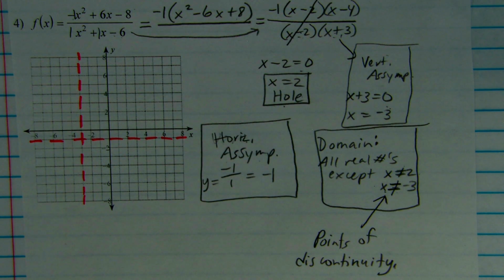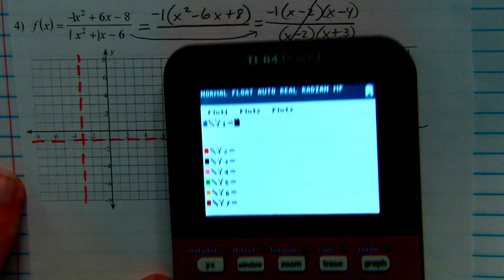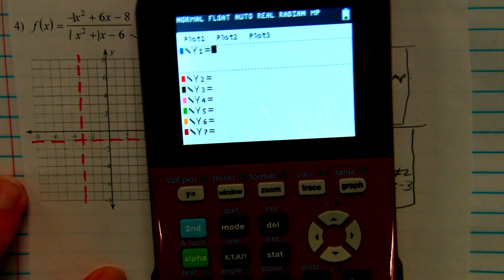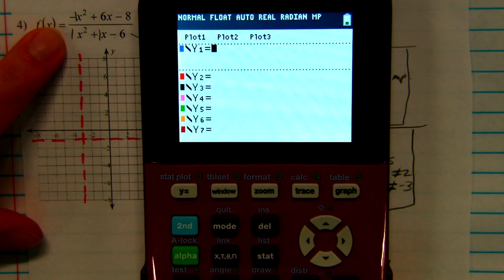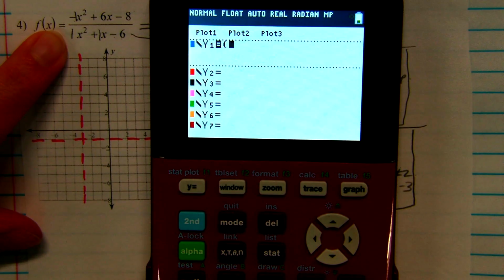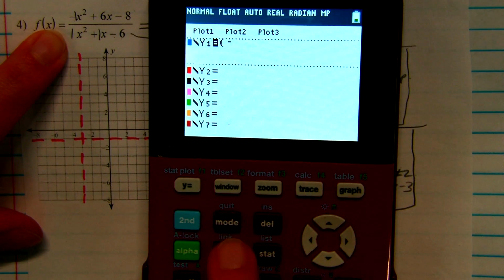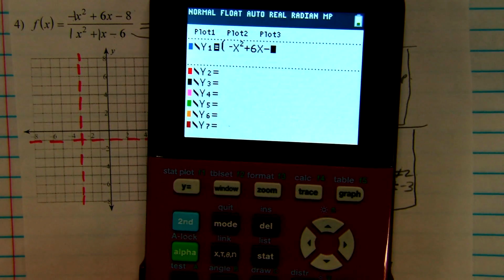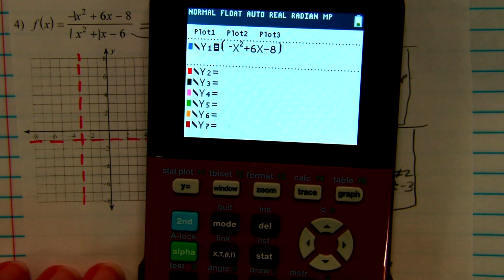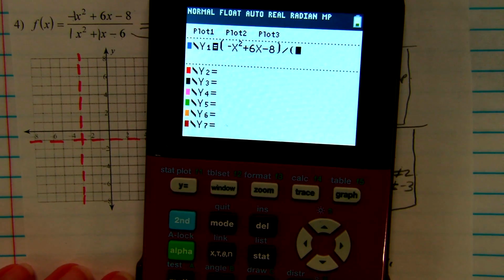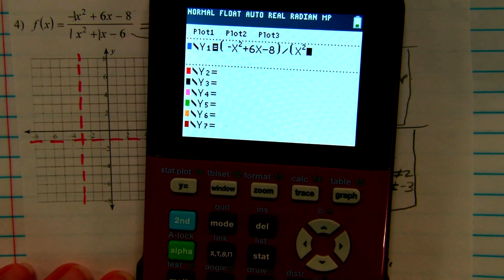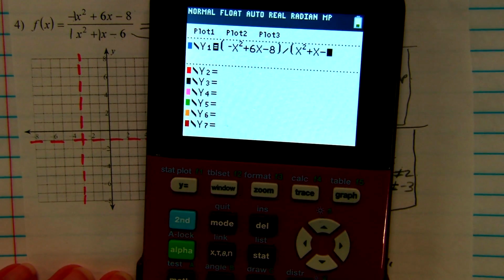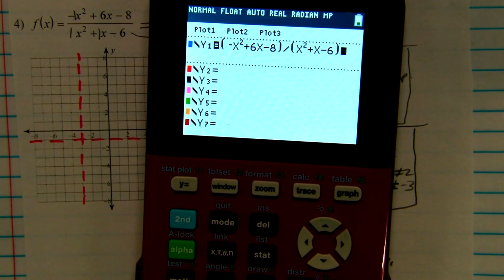All right, we are going to use the graphing calculators to help us get the general shape of the graph. So I'm going to put my calculator up here, and we're going to graph just the original function. So remember to put parentheses around the top, so -x² plus 6x minus 8. Close the parentheses, that's the end of the top, divided by x² plus x minus 6, which is our denominator on the bottom.